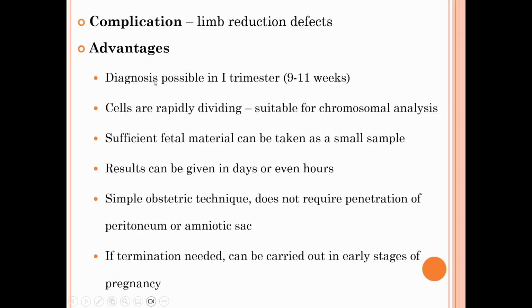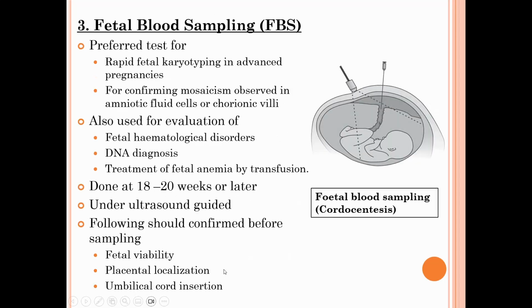What are the advantages? Diagnosis is possible in first trimester itself, 9 to 11 weeks. Cells are rapidly dividing, so they are suitable for chromosomal analysis. Sufficient fetal material can be taken as a small sample. Results can be given in a day or even in hours. Simple obstetric technique, does not require penetration of peritoneum or amniotic sac. If termination needed, can be carried out in early stages of pregnancy.